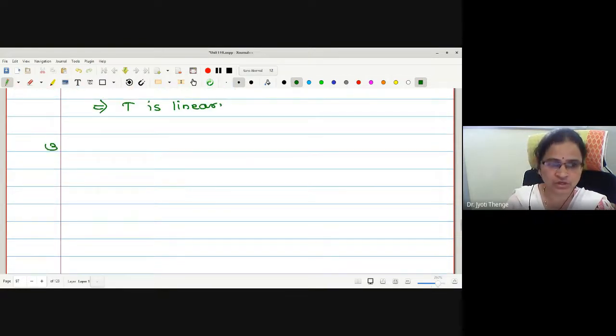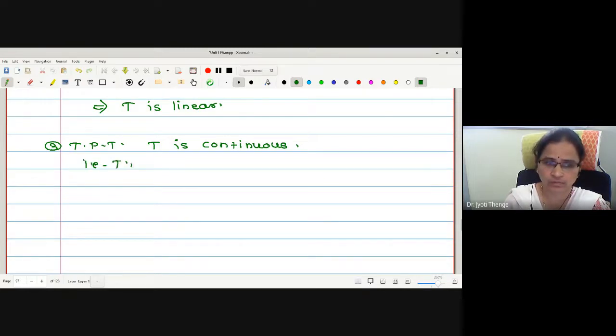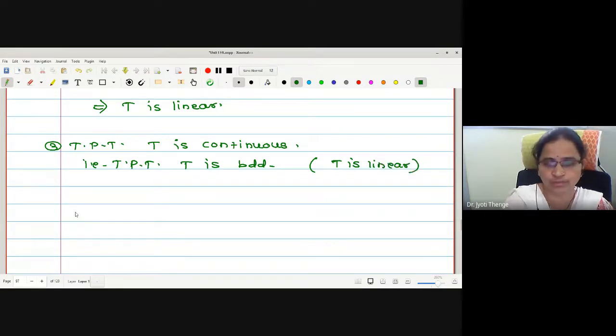Let me go for the third step, to prove that T is continuous. T inverse continuous will be our last step. As T is linear, may I say it is sufficient to prove that it is bounded? Yes, ma'am. That is to prove that T is bounded. Here I can write: T is linear, reason. Okay, let me go for proving boundedness.